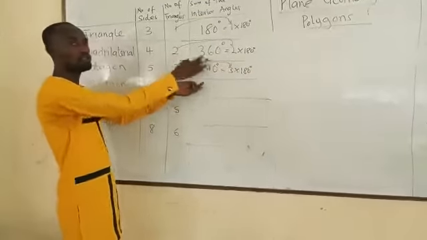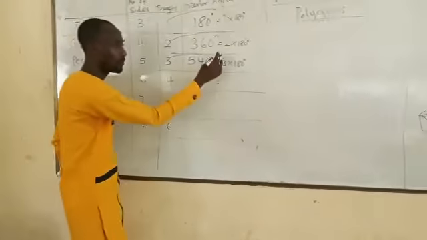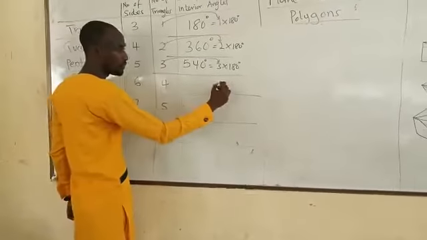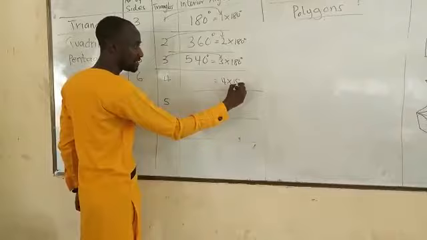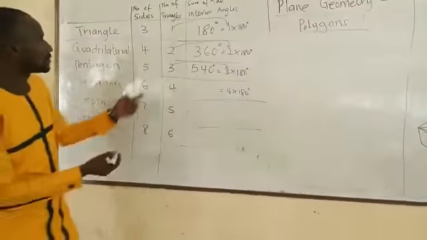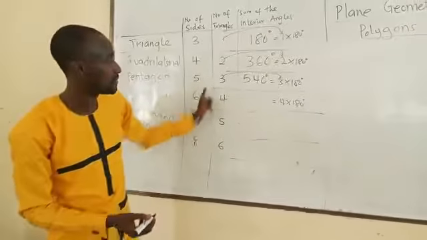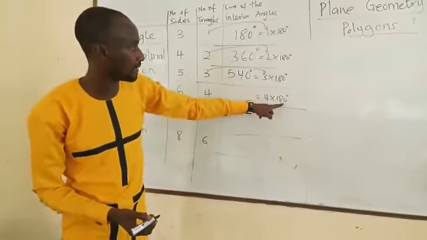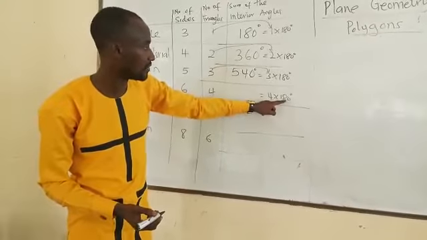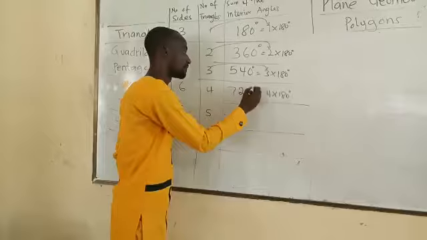So if I don't know the total for the hexagon, but per what I have done, I can say it is going to be 4 by 180. How did I know? Because the number of triangles is multiplied by 180. So if I multiply 180 by that, then it's 720.